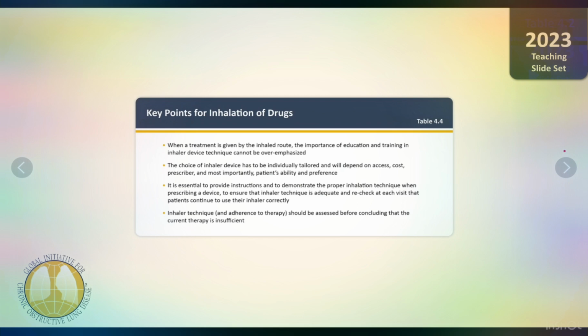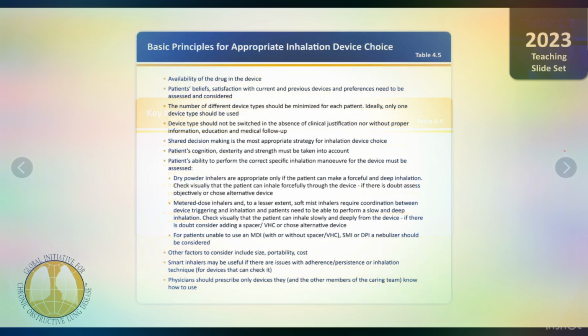Then they are telling it is essential to provide instructions and demonstrate the proper inhalation technique. We should demonstrate to the patient how to use the inhalation technique when prescribing a device to ensure that inhaler technique is adequate, and recheck at each visit that the patient continues to use the inhaler correctly. Inhaler technique and adherence to the therapy should be assessed before concluding that the current therapy is insufficient. So before concluding that the patient is not responding, we have to assess whether he is using it properly or not.